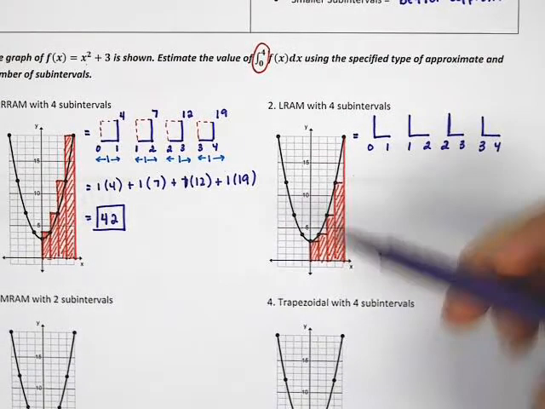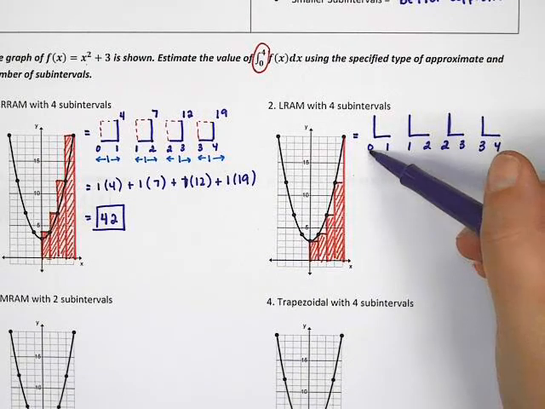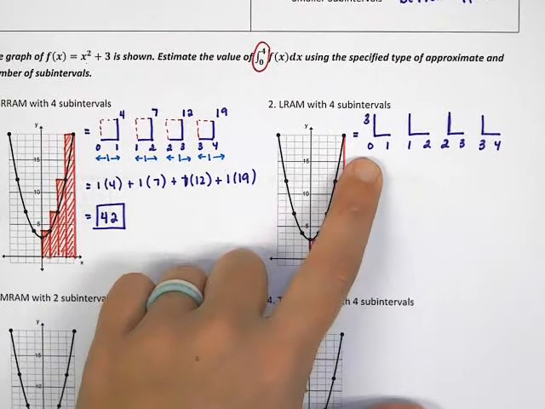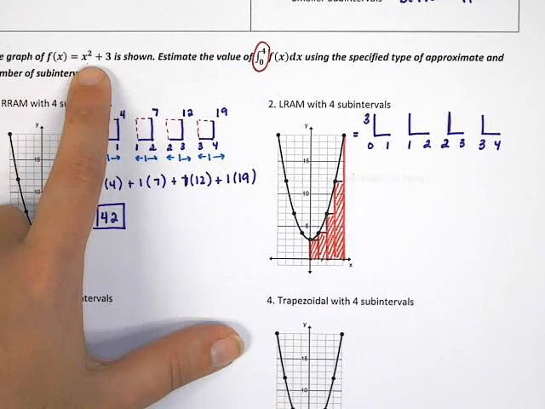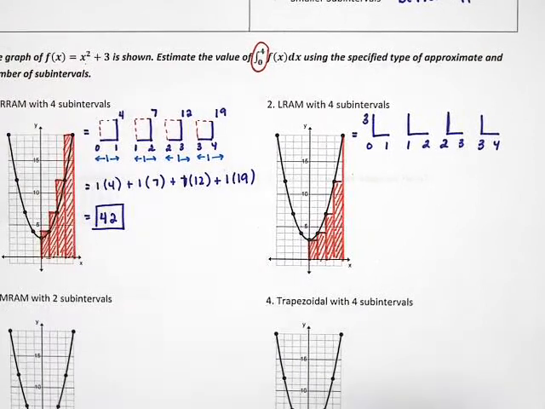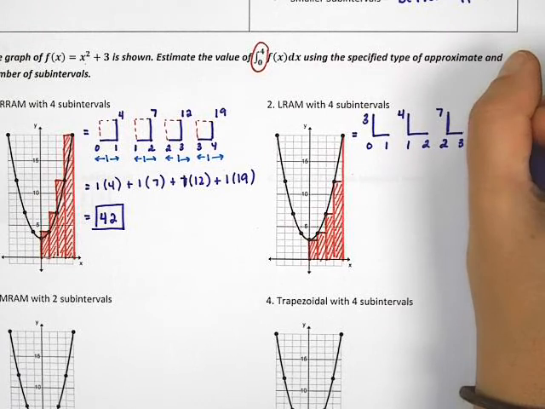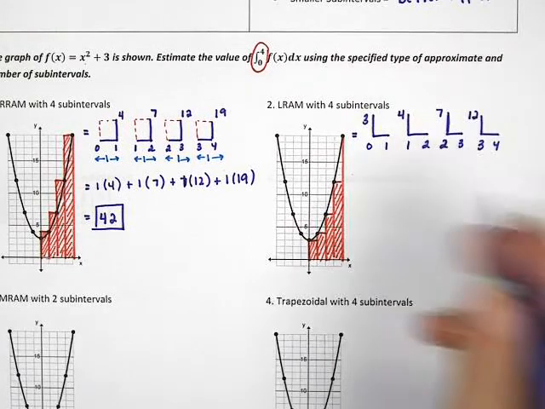I could do that by looking at the graph. At 0, the height of the graph is 3. Or I could do that by taking 0 and plugging it into my function. When 0 is x, the y value is 3. At 1, the y value is 4. At 2, it's 7. And at 3, it's 12.